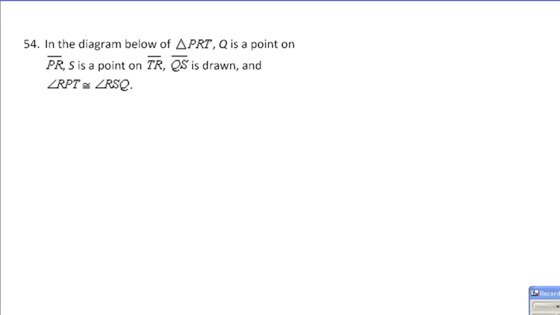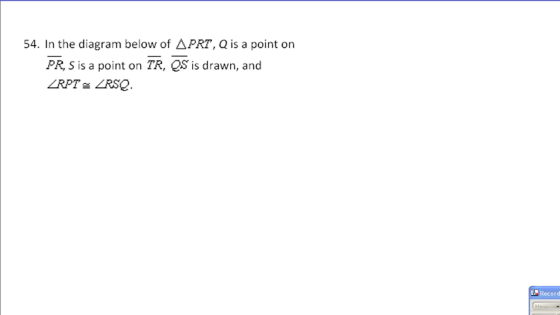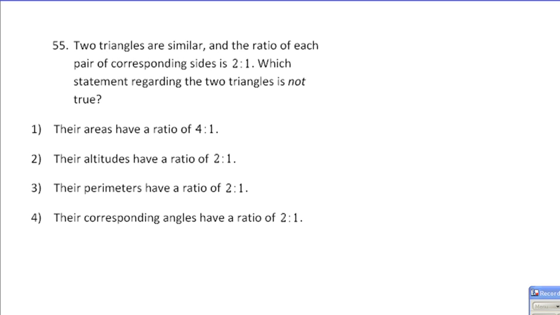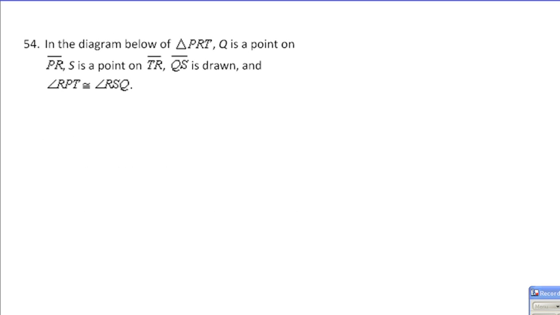Alright, let us move on. In the diagram below, oops, I guess I don't have a diagram. I guess I'll do this question later.